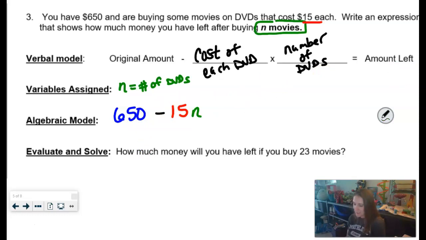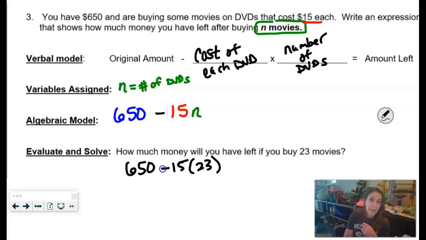All right, so now let's evaluate and solve. Let's say I think I want to buy 23 movies. Is that even possible? If so, how much money will I have left over? Well, let's calculate it. 650 minus 15 times 23. I'm not doing that in my head, because it's not even July yet. It's June for me. I know it's not June for you, but $305 left. Man, I could buy a whole lot more DVDs.